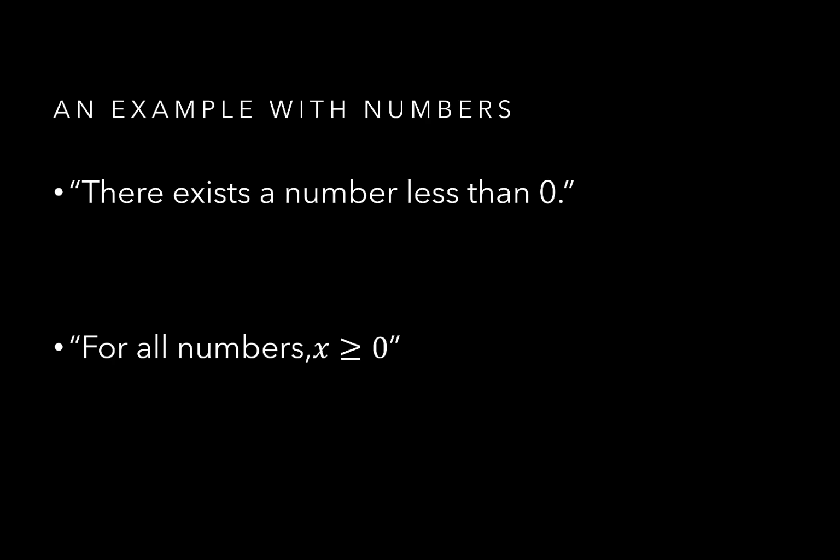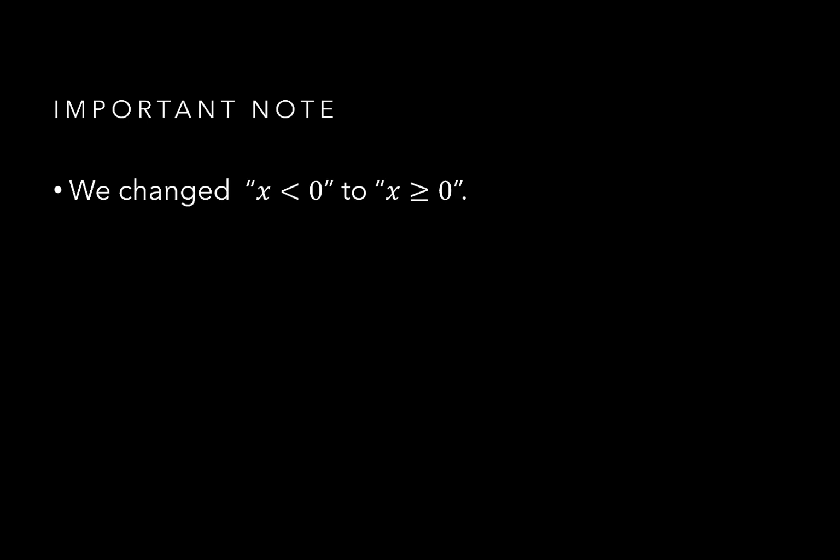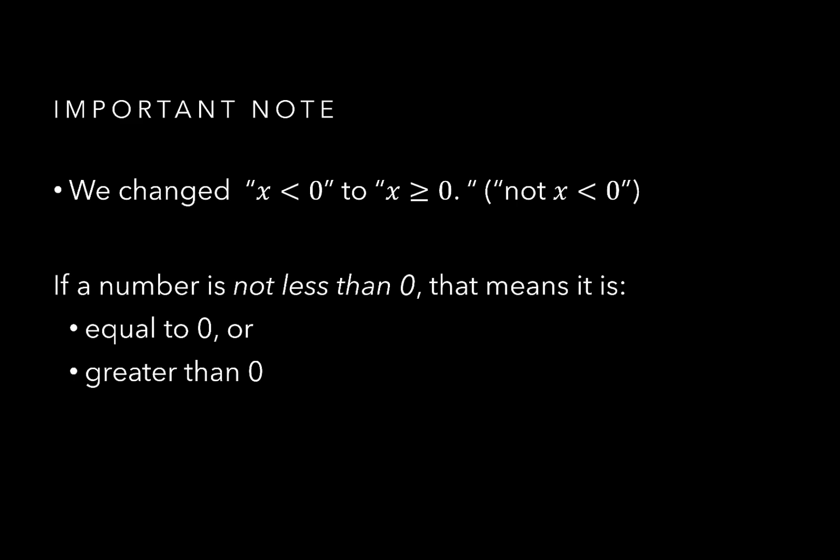Let's take a minute to talk about something important here. Notice we didn't just put in not, like not x less than 0. That's kind of hard to say. The thought here is that if a number is not less than 0, then it is either equal to 0 or greater than 0, which means not x less than 0 is exactly the same as x greater than or equal to 0. This shows the negation is not just about putting the word not, it's about writing an equivalent statement that precisely captures the opposite.